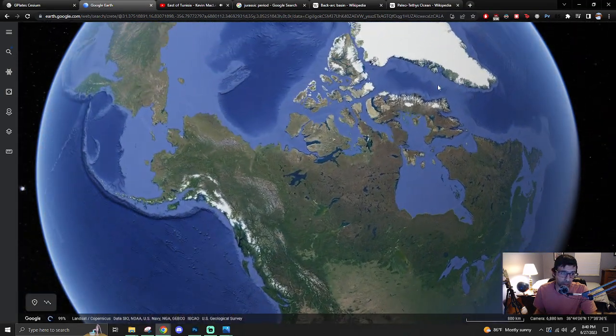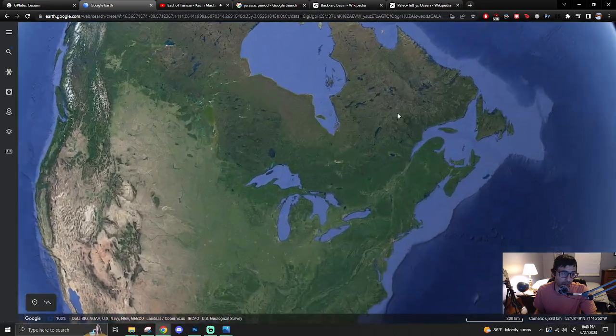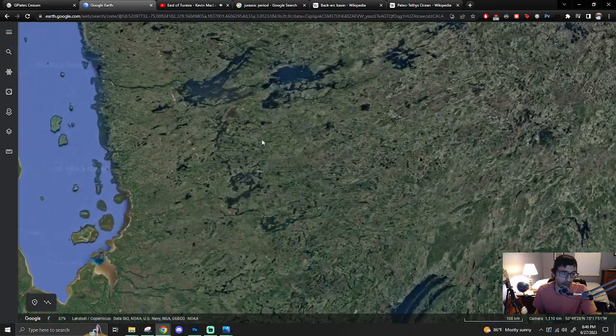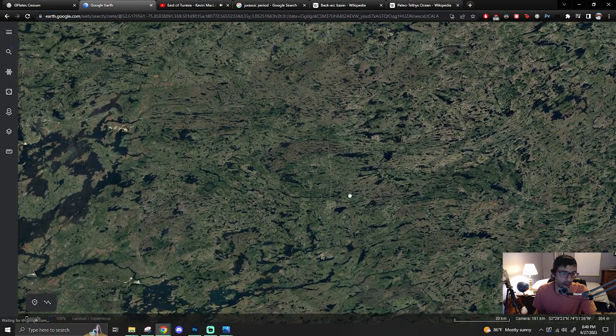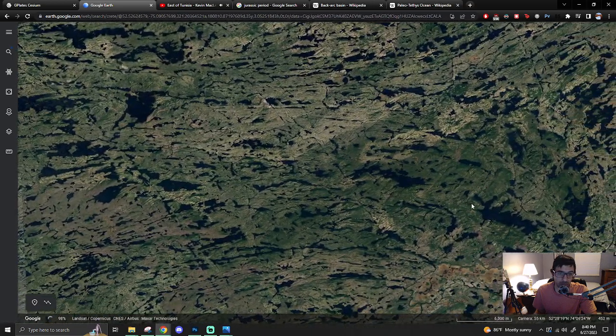Maybe we can find an example over here. One of these lakes. It kind of has that motion.